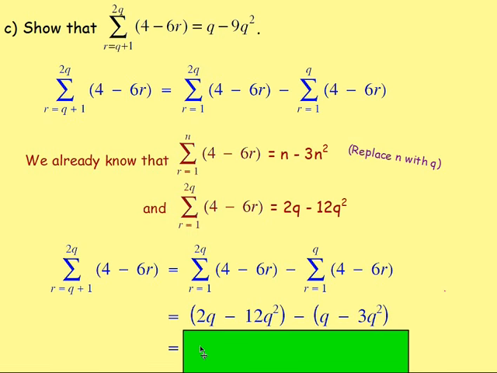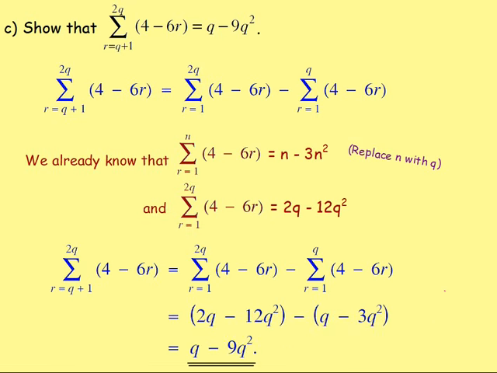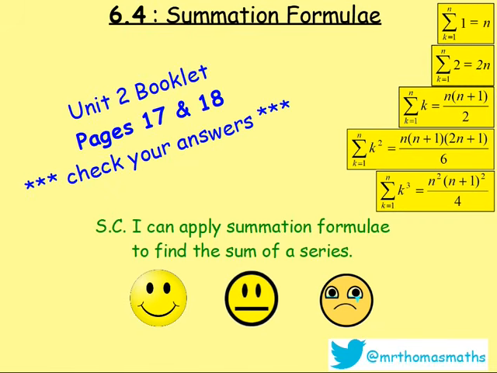If you get rid of the brackets and work that out, we've got 2q take away q, which will just give us q. We're taking away the 12q squared, and then we'll be adding on the 3q squared, which will give us take away 9q squared. And that is our answer. Just double check that is the one we are expecting. It is. Well done.